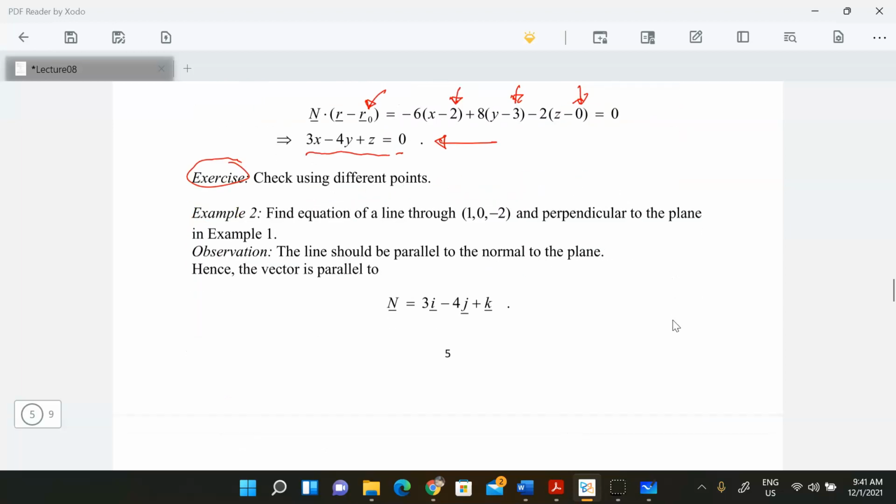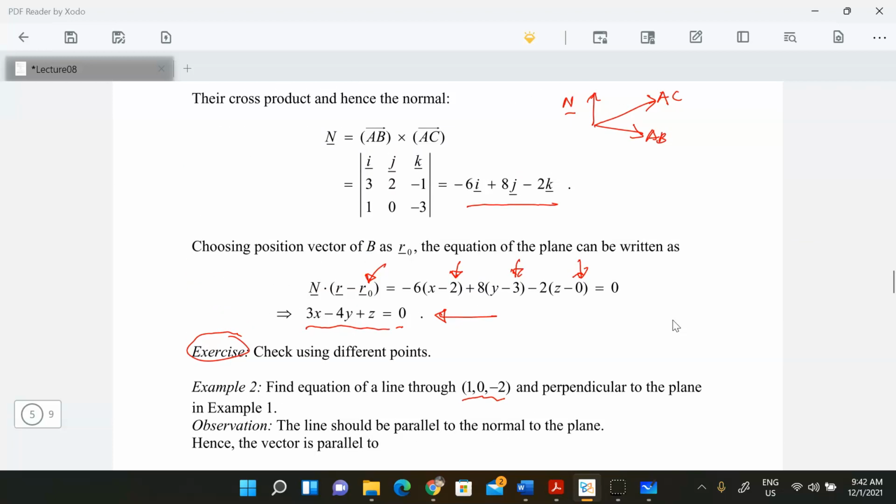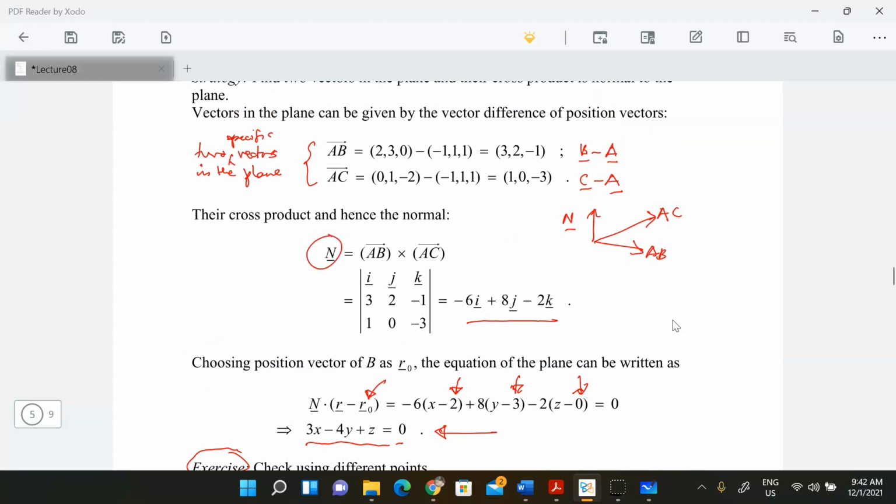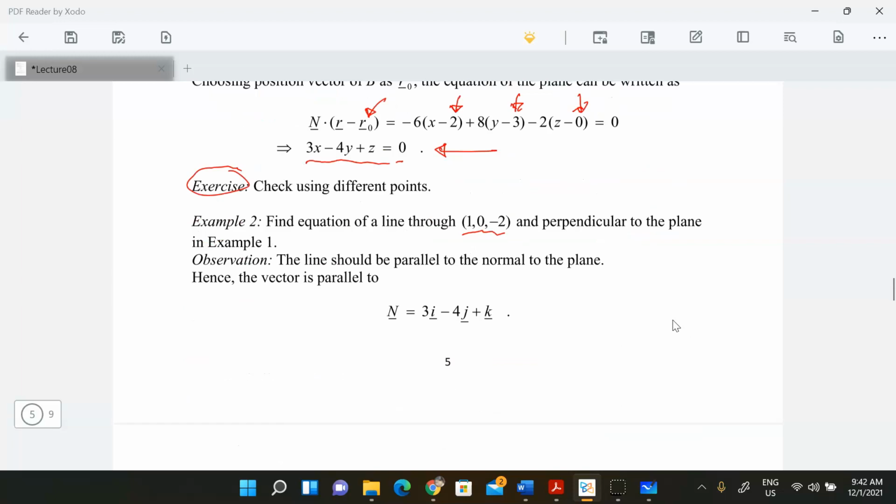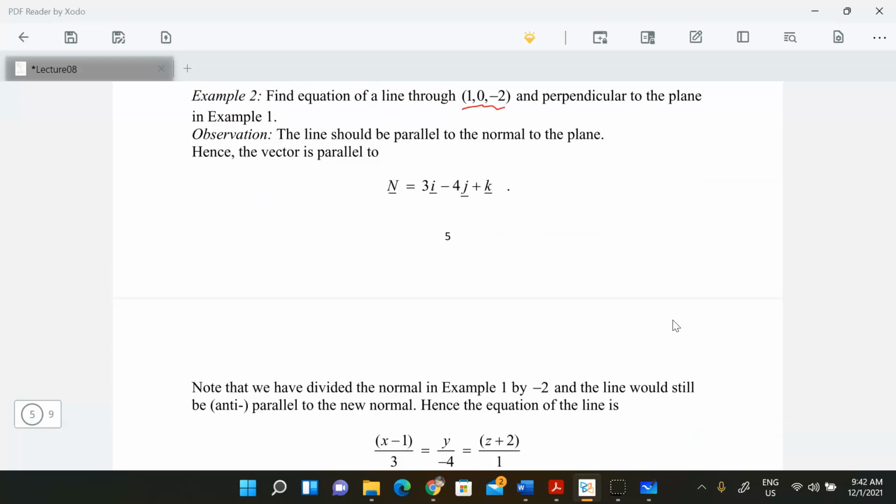Okay, what's next? Let's do another example. Here, essentially, you want to find an equation of a line through a particular point here, but perpendicular to the plane in example 1. So the plane in example 1 is characterized by this normal. One has to understand what it means when it says the equation of a line perpendicular to the plane. So here's the plane. Whatever line that's supposed to be, it has to be perpendicular to this plane. So in other words, it has to be parallel to this normal.